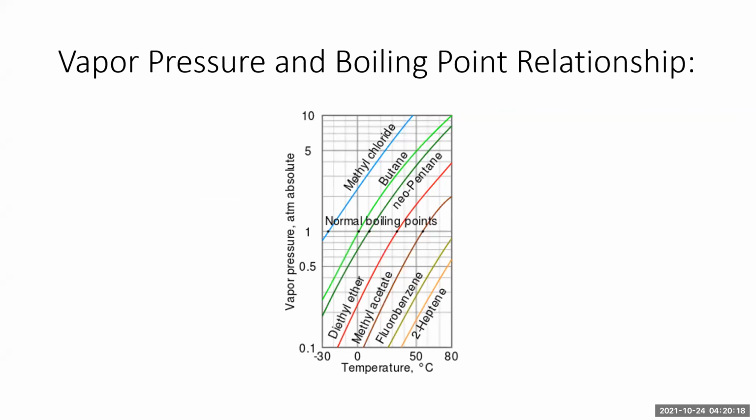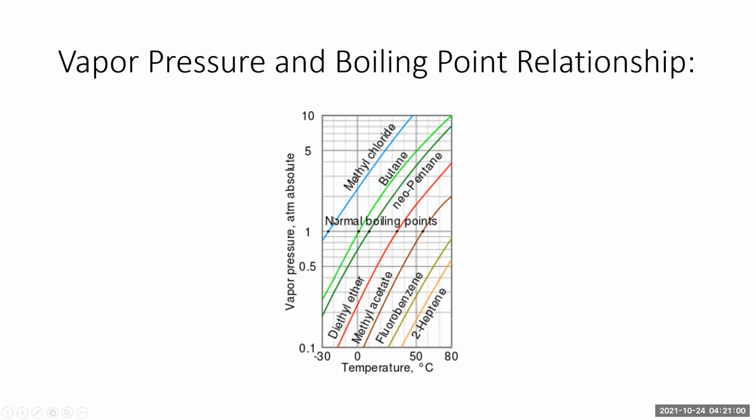So then the next thing that we really need to think about is, what is the relationship between vapor pressure and boiling point? So this graph shows you that we have different organic compounds such as methyl chloride, butane, neopentane, and some others down here. And what we can see is that it's a graph of vapor pressure versus temperature. And you can see that the compounds that have the higher vapor pressure also correspond to the lowest temperature at their boiling point. This is the normal boiling point at normal atmospheric pressure.